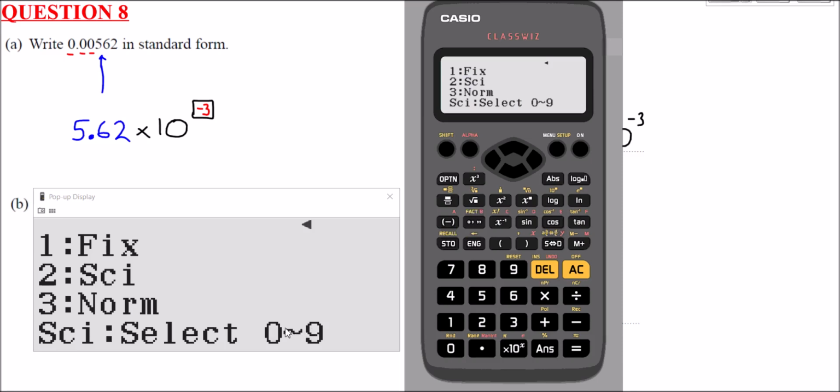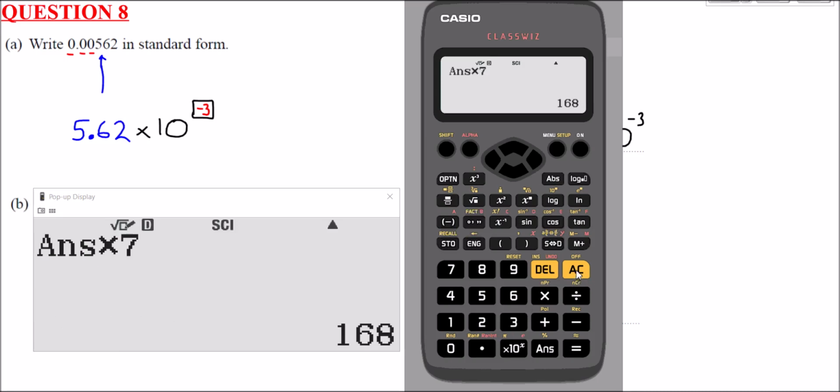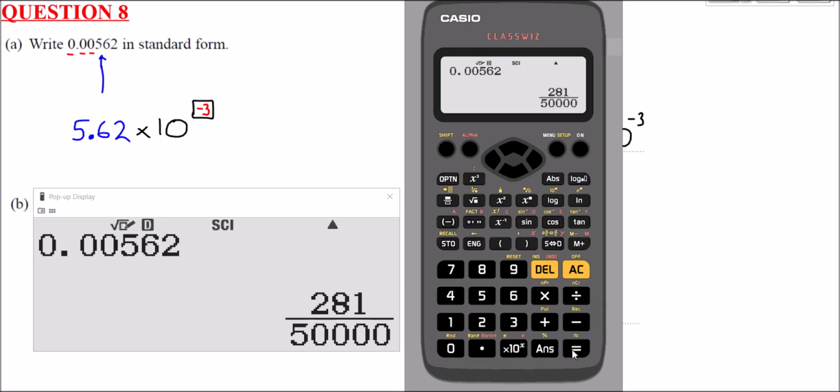Okay, so what we can do here is notice how many significant figures this number has. How many digits do we have after the leading zeros? We've got 1, 2, 3: the 5, the 6, and the 2. So we can press 3, and then we can just type in the number now in terms of how you want it to look. So press 0.00562, then the equals, then press S arrow D, and there you go, it will give it to you in standard form.